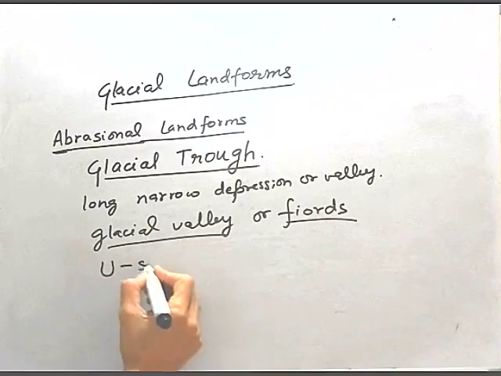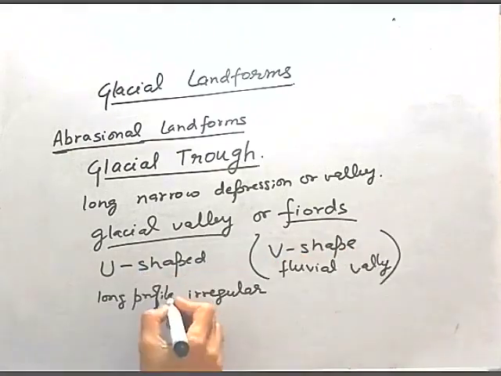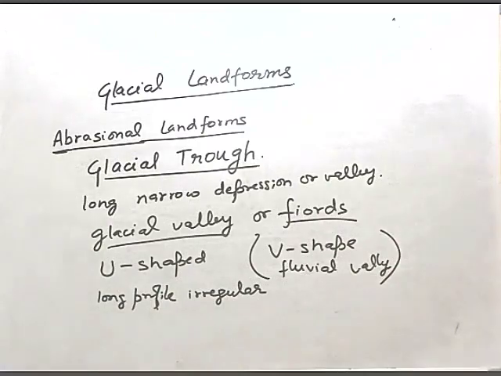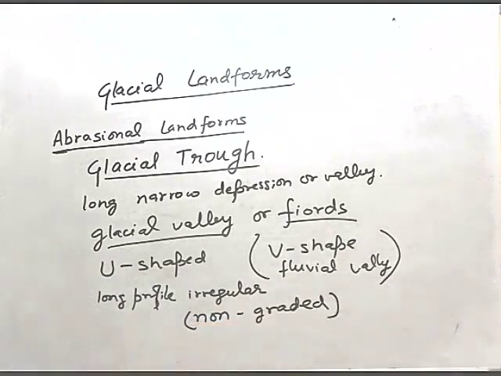These glacial valleys are U-shaped in contrast to the V shape of the fluvial valleys. The longitudinal profile of a glacial valley is irregular because at different places there will be waterfalls and there will be steps. The longitudinal profile of a glacial valley is non-graded, and the valley junctions are discordant.